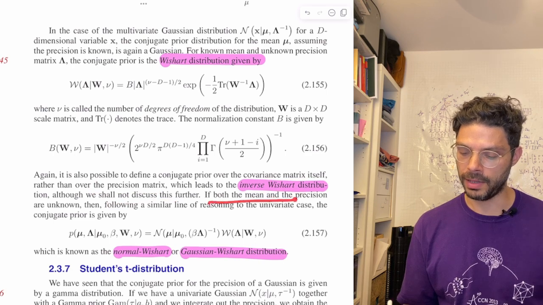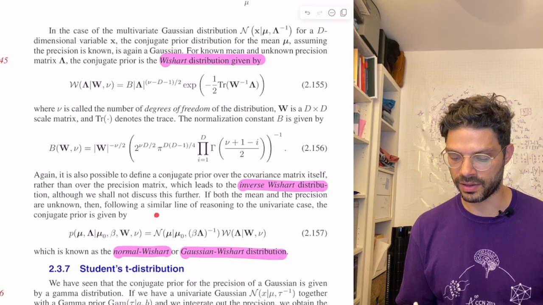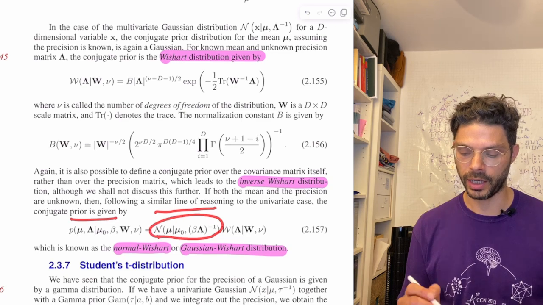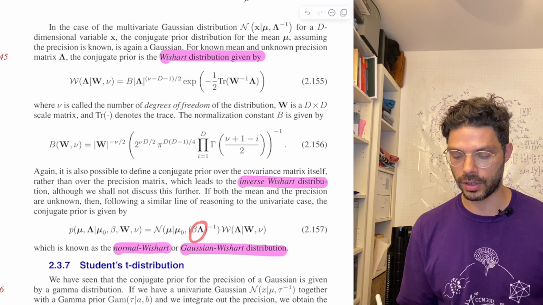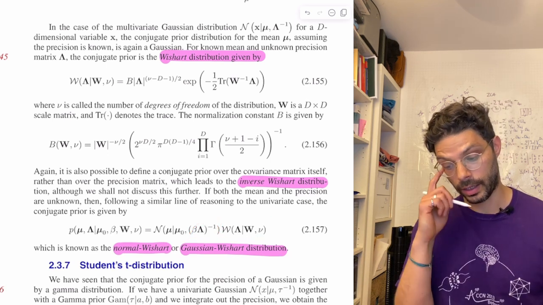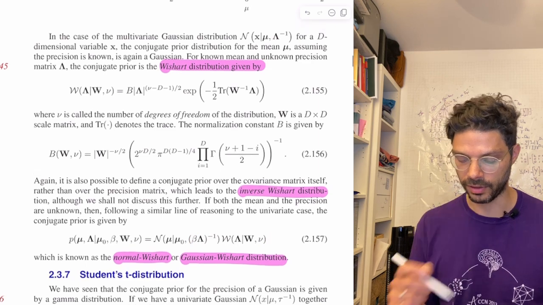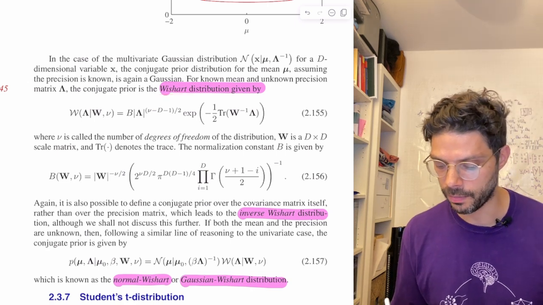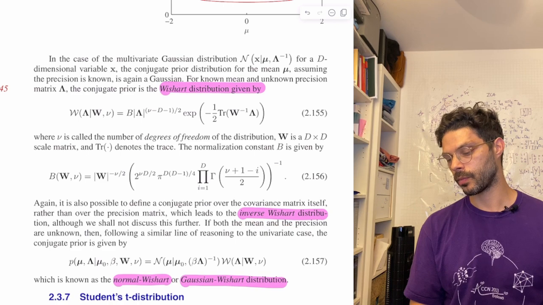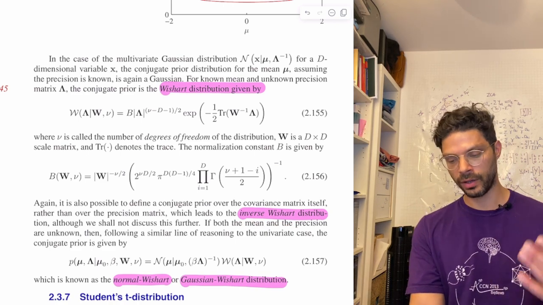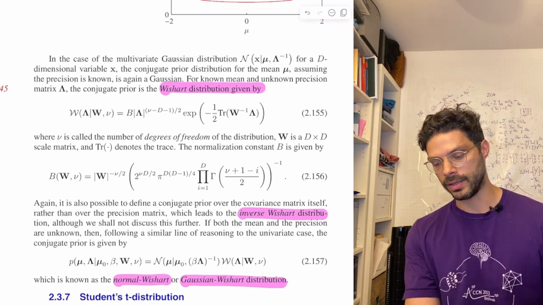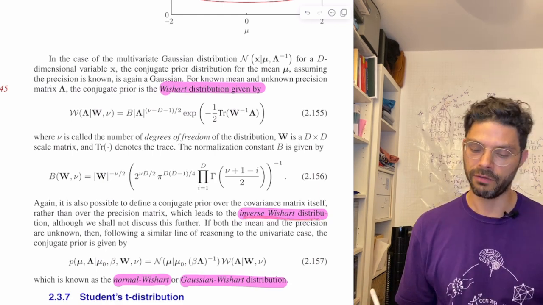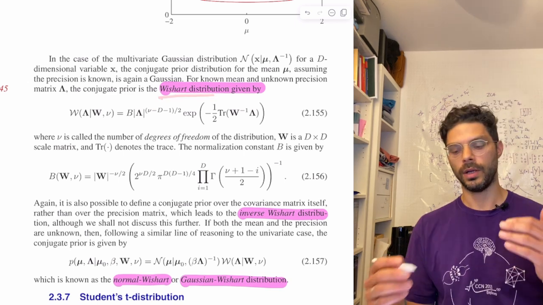And then if both the mean and precision are unknown, then following a similar line of reasoning to the univariate case, the conjugate prior is given by a product of a Gaussian that depends on the precision times a Wishart distribution on the precision. So I think I've heard about the Wishart and the inverse Wishart, and this comes up when doing Bayesian inference. If you've got some covariance and you want some prior on covariances, then you want to work with the inverse Wishart. If you're working with precisions, you want to work with the Wishart distribution and update those parameters.